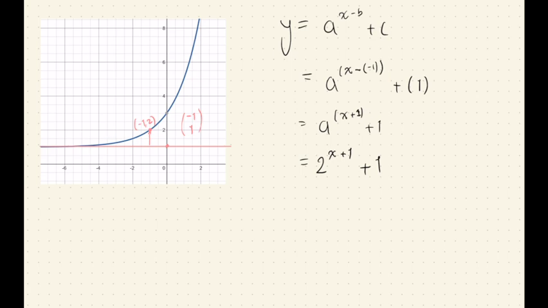And again, we can check it, right? We can check it with a clear point. We've got a clear point here. So that's 1, 5. Right, so when x is 1, what happens? 2 to the power of 2 is 4. 4 plus 1 equals 5. So perfect. This is our check.